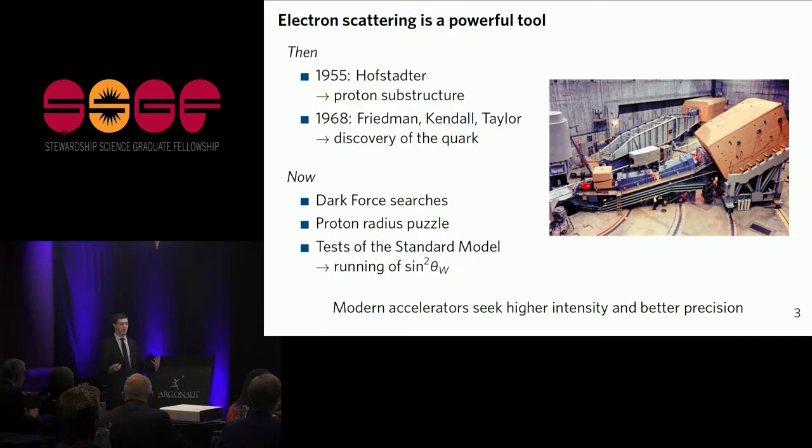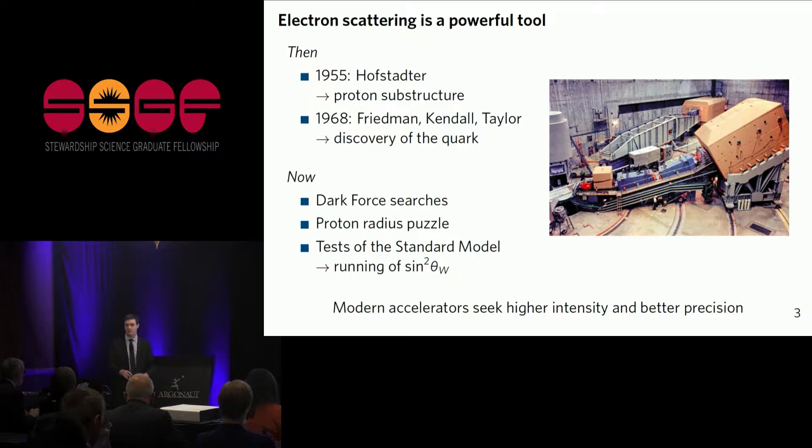Nowadays, we do things like search for dark forces with electron beams. We can try to measure the radius of the proton, because depending on how you measure it, you get totally different values, and that's as yet unexplained. And we can also do some precision tests of the standard model, such as measuring the running of the weak mixing angle. Modern accelerators are trading off some of the high energy to go to lower energy and higher precision and higher intensity beams.